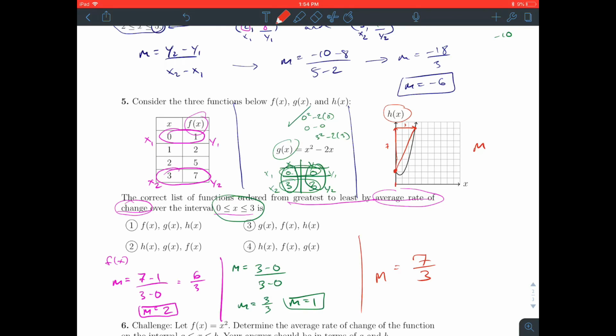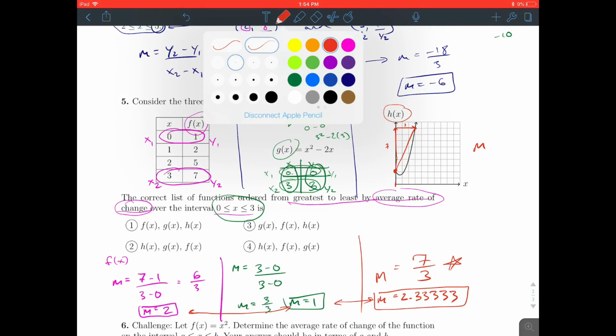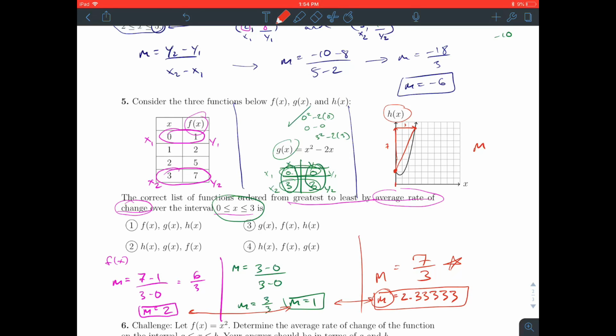And it might be hard to compare this fraction that we just found to these two whole numbers. So if you use your calculator, or maybe you just know how to do it with your brain, you can divide these two and you get 2.33333 forever. All right, so we have our 3 rates of change. And I prefer this one as a fraction, but for comparison, I think that it works better as a decimal. So it looks like out of all of these, this is the largest number, so we want h of x first.